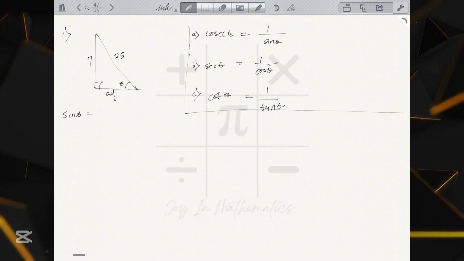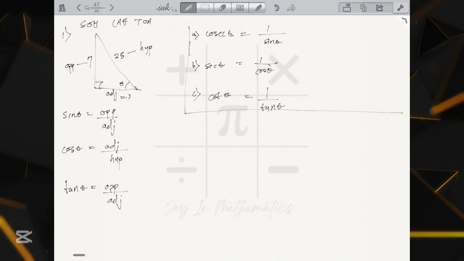Sine theta is equal to opposite over hypotenuse. We are using SOHCAHTOA. Cos theta is equal to adjacent over hypotenuse, and tan theta is equal to opposite over adjacent. Definitely, we have our opposite to be 7 in the question. We have our hypotenuse to be 25, but we don't know our adjacent. So to do that, we have to use Pythagoras theorem.